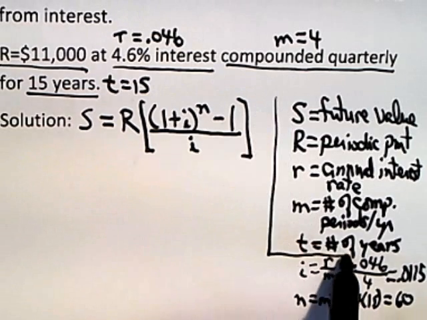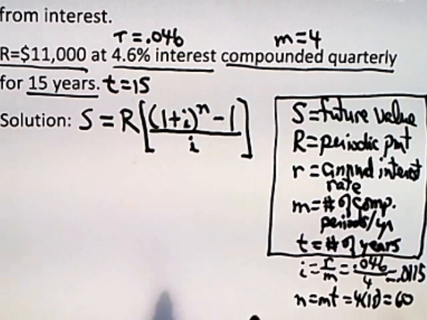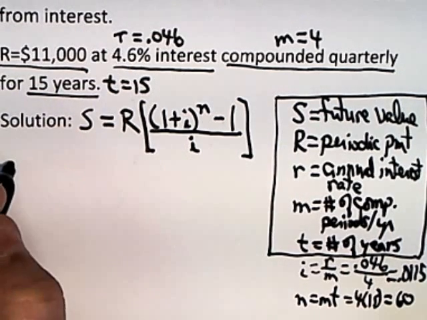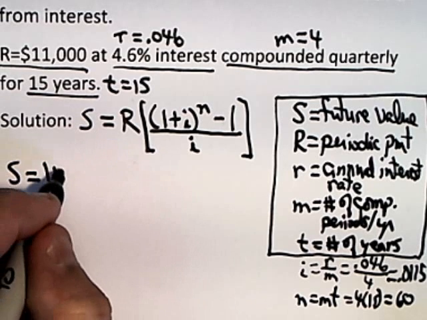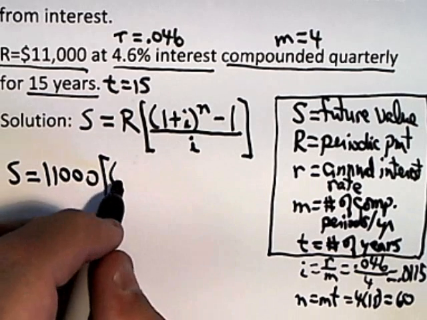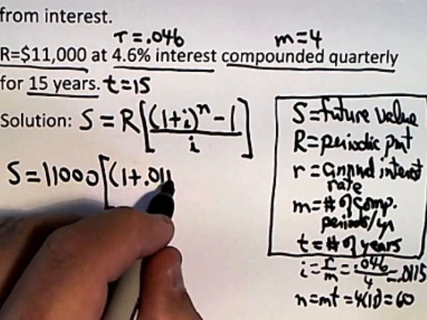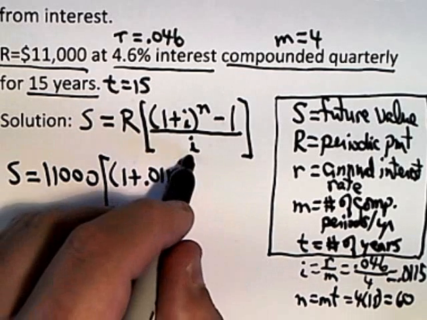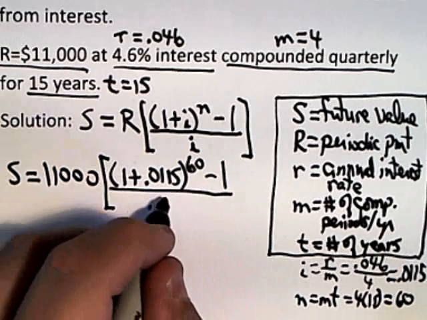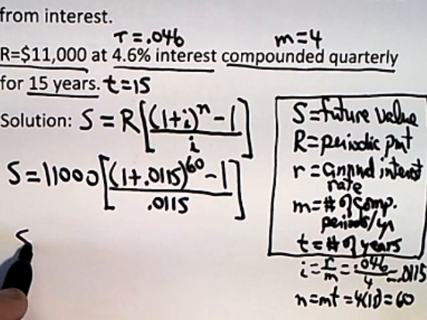So I know everything I need to make my calculation. They're giving us R and they're asking us for the future value, so we want to solve for S. So I would now say that S is equal to 11,000 times the fraction 1 plus little i, which is 0.0115, raised to the little n power, which I calculated to be 60, minus 1, all in the numerator, over little i, which is 0.0115. Now it becomes an arithmetic problem.